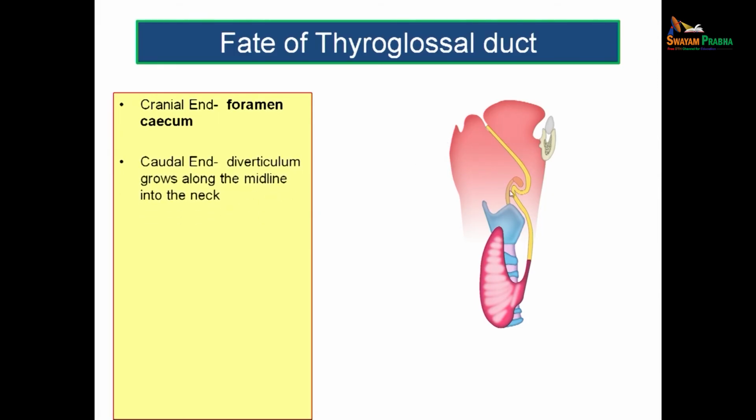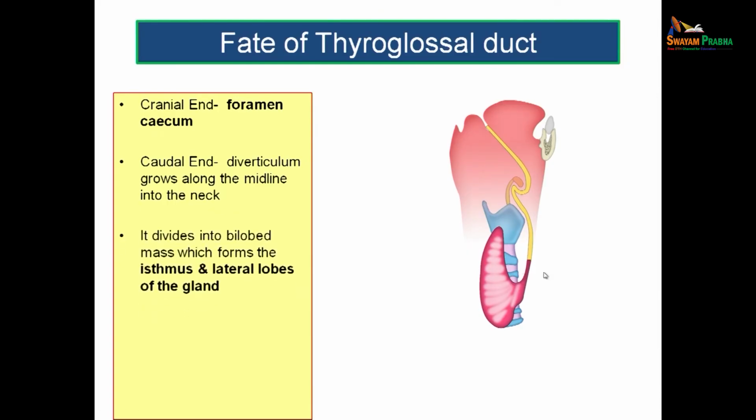What happens to the caudal end of the thyroglossal duct? This diverticulum grows along the midline into the neck, and when it reaches the future position of the thyroid gland, it divides into a bilobed mass. So you get two lobes at the end of the thyroglossal duct. This will give rise to the formation of the isthmus. Isthmus means the connecting link between the two lateral lobes of the thyroid gland.